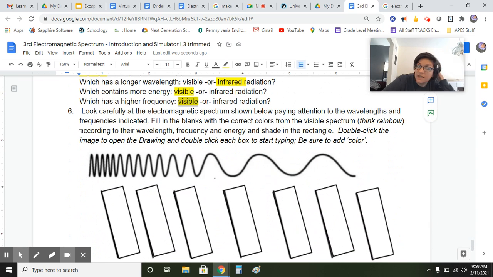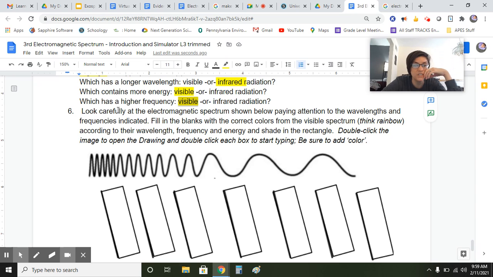Now it says, number 6, look carefully at the electromagnetic spectrum shown below, paying attention to the wavelengths and frequencies indicated. Fill in the blanks with the correct colors from the visible spectrum. So think the rainbow. I don't know if you guys remember Roy G. Biv: red, orange, yellow. That spells Roy. G, green, Biv, blue, indigo, violet.